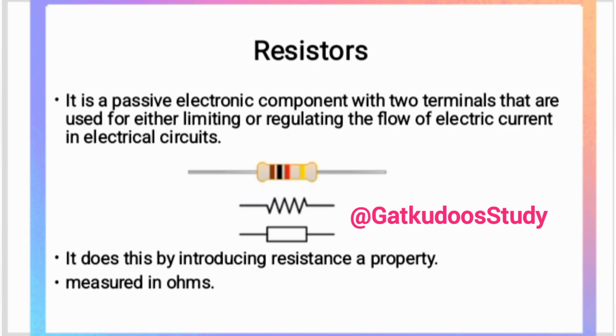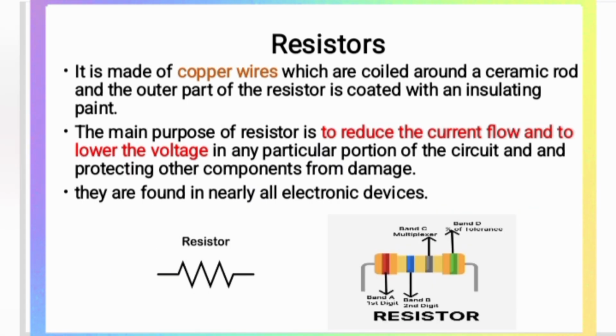Measured in ohms, it is made of copper wires which are coiled around a ceramic rod, and the outer part of the resistor is coated with an insulating paint. The main purpose of resistor is to reduce the current flow and to lower the voltage in any particular portion of the circuit and in protecting other components from damage. Resistors are found in nearly all electronic devices, ranging from simple household appliances to complex computing and communication systems.